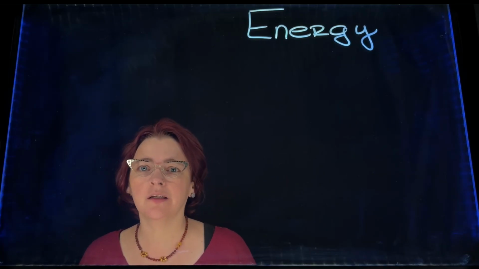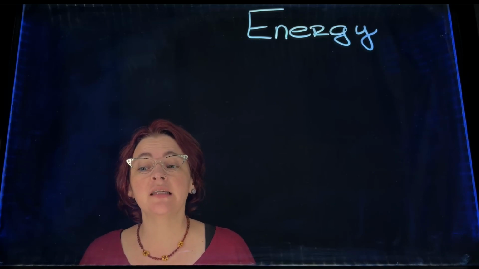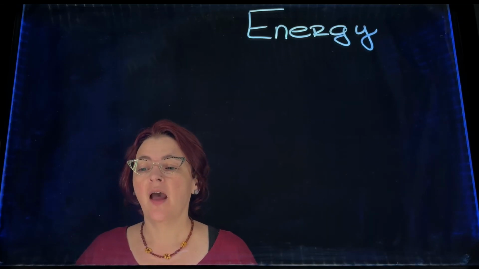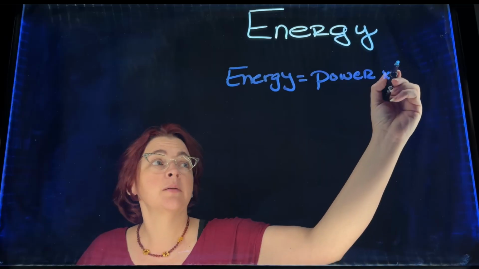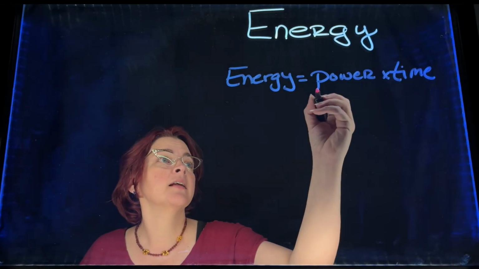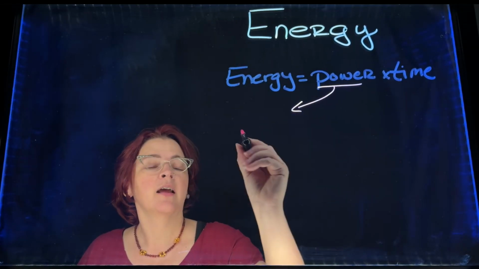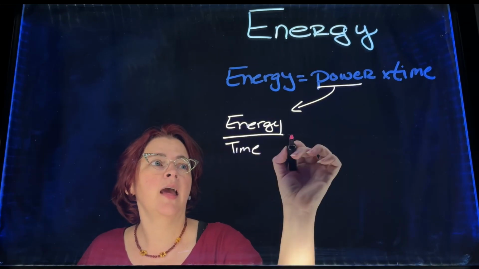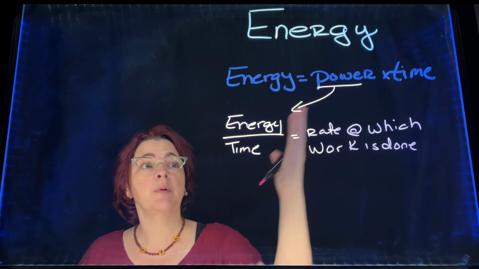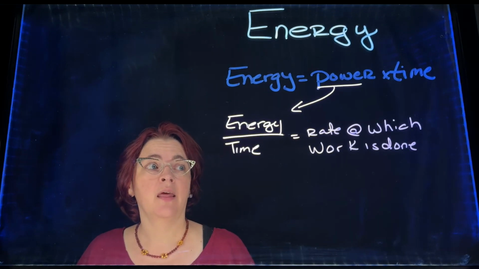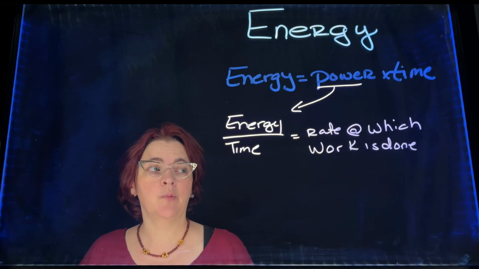In this video, we're going to be talking about energy. Energy is the ability to do work. We can define energy as power times time. We can then take power as energy per time, and that gives us the rate at which work is done.